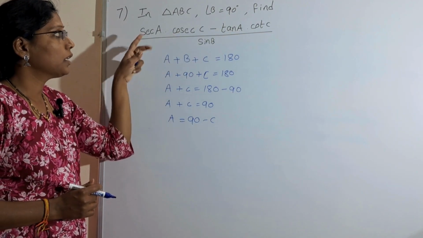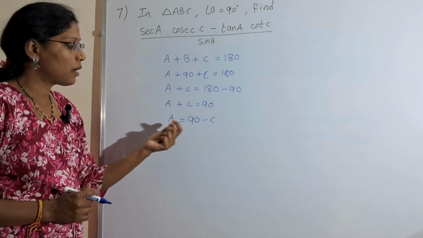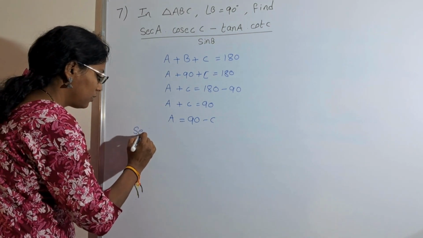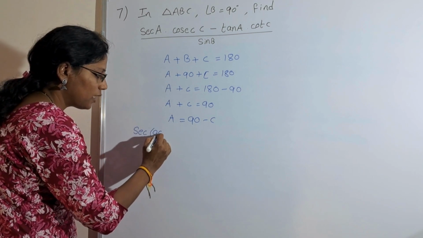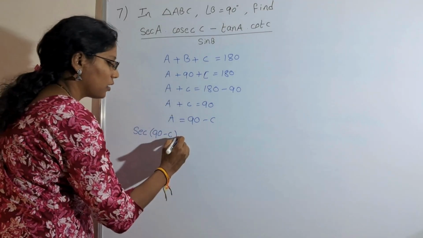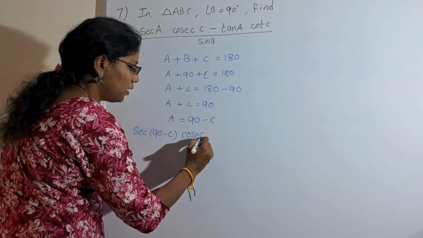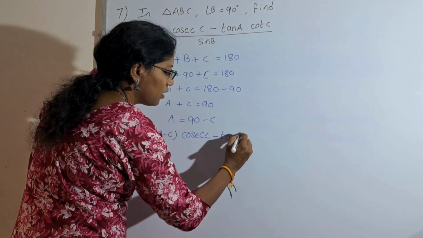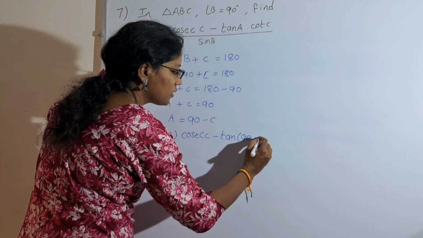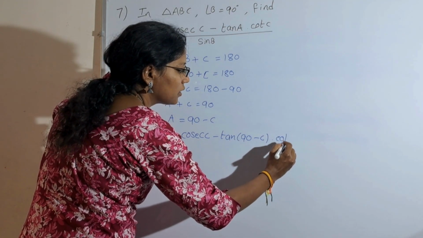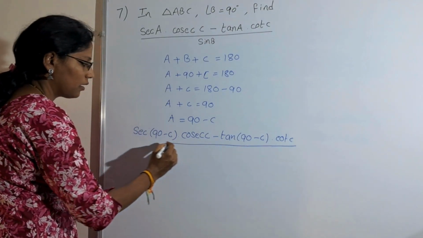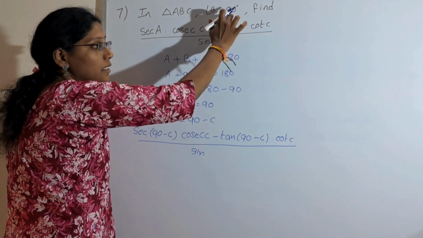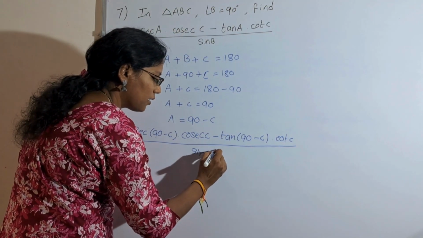In this problem, where is A? Instead of A, we have to substitute 90 minus C. Secant of (90 minus C) into cosecant C, minus tan of (90 minus C) into cot C, by the denominator sin B, where B is 90 degrees. Sin 90 degrees.